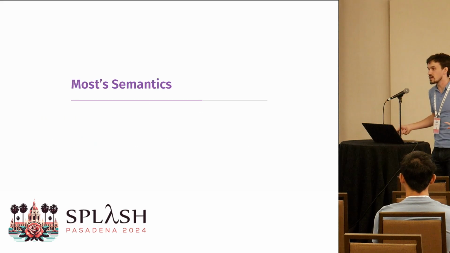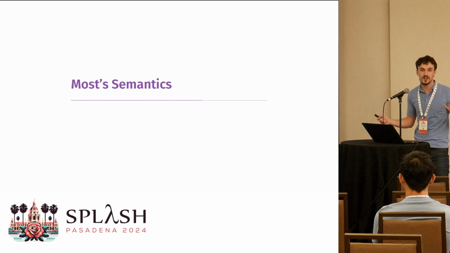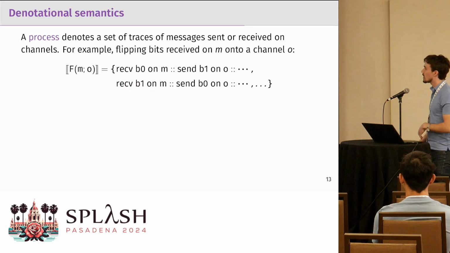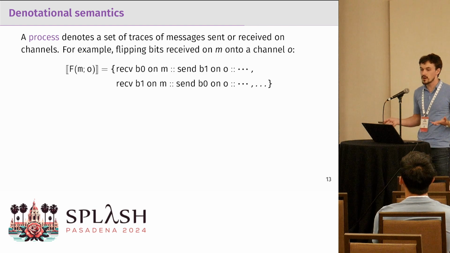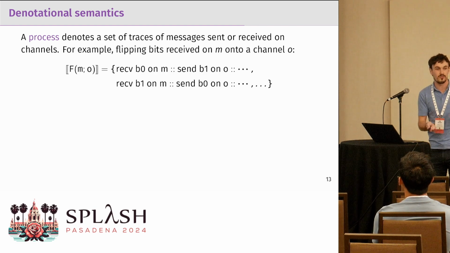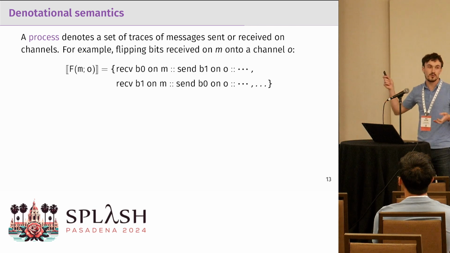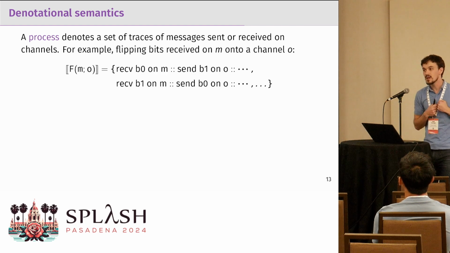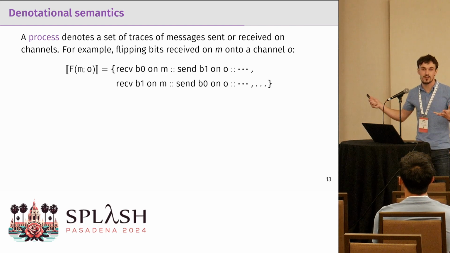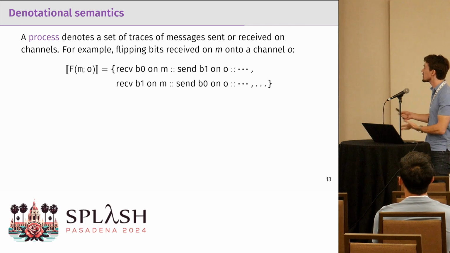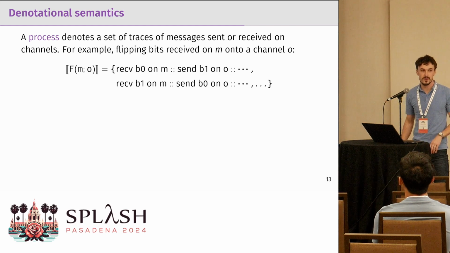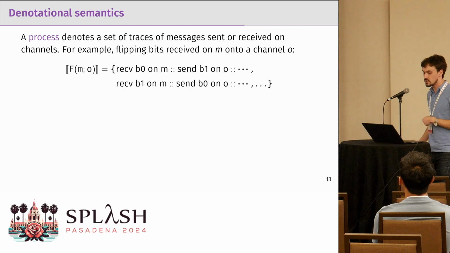So what does this all mean? I've given you some new syntax and some informal intuition. How can we make it precise? Well, we give our language a denotational semantics where the processes denote sets of traces of messages, things that can be sent back and forth. If you consider the bit flipping process on M and O, it represents a set of traces. For example, the first trace says, if I receive a bit 0 on M, then the process will send a bit 1 on O, and so on. Dually, if it received a bit 1 on M, then it'll send out a bit 0 on O, and so on, right? So we have a different trace for every possible execution.